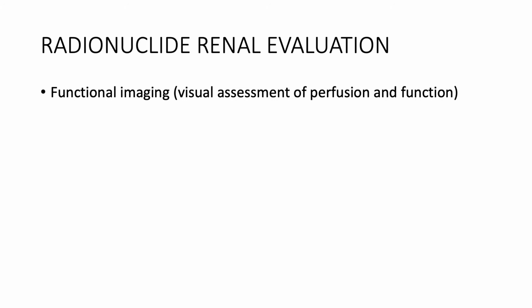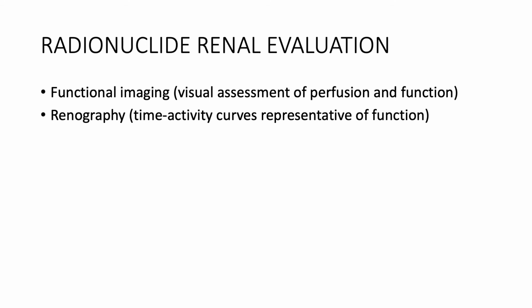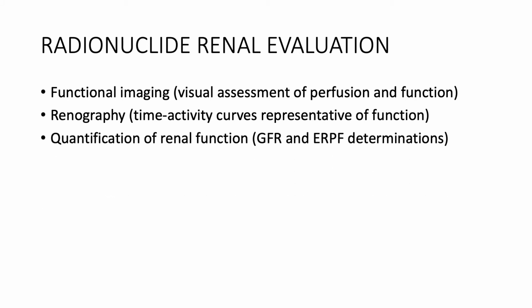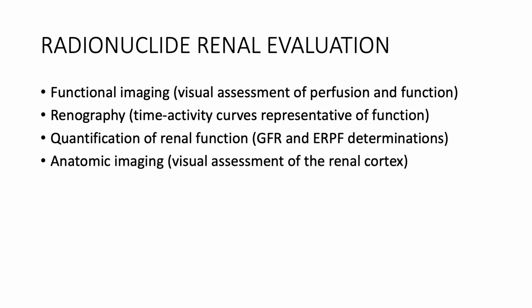Evaluation of the kidneys with radiopharmaceuticals may be performed by using a variety of methods, each providing a slightly different approach to the assessment of renal function or anatomy. These methods include the following. First, functional imaging by visual assessment of perfusion and function. Second, renography by time activity curves representative of function. Third, quantification of renal function using GFR and ERPF determination. And fourth, anatomic imaging by visual assessment of the renal cortex.